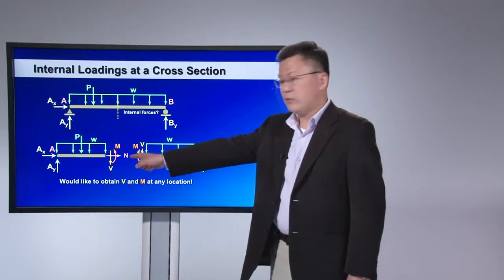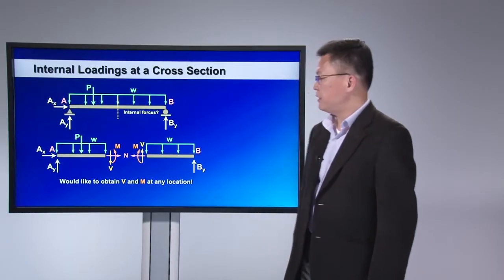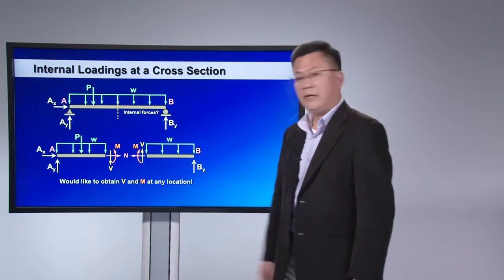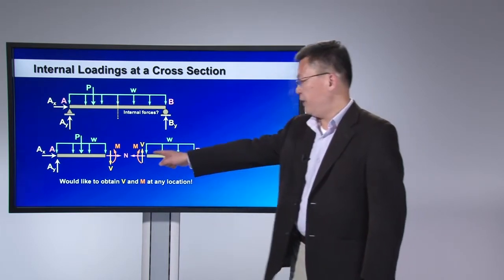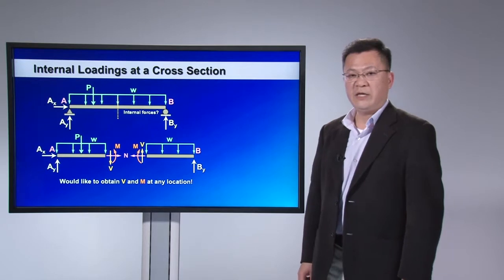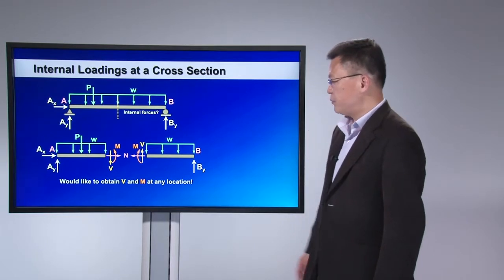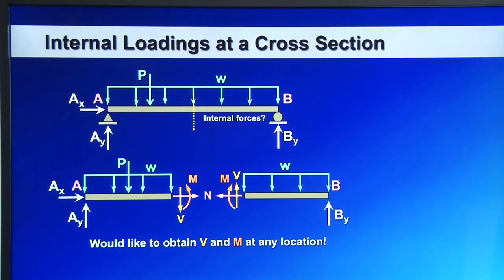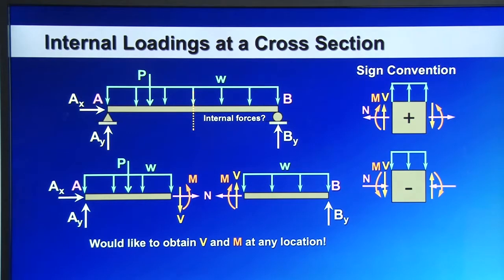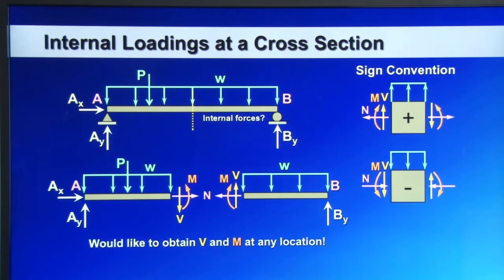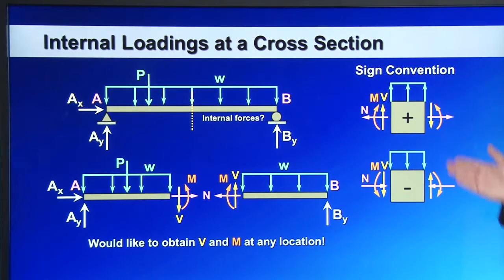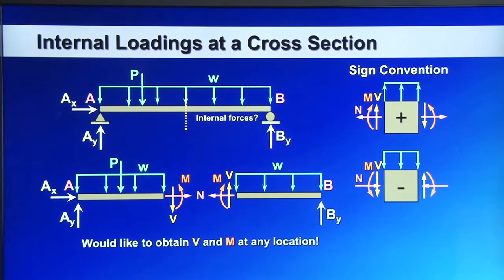First is the axial force N, and the shear force V, and the bending moment M. So we need to be able to obtain these forces at any location of the structure, as well as represent them through a graphical way, which is shear force and bending moment diagrams. So before we begin, we need to define the sign convention for these forces.